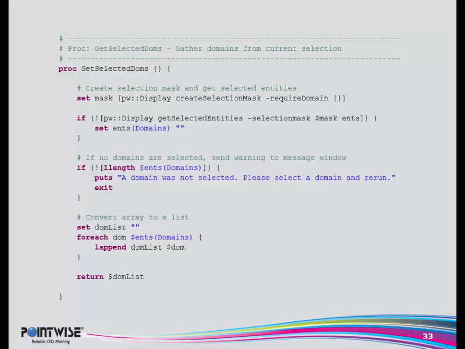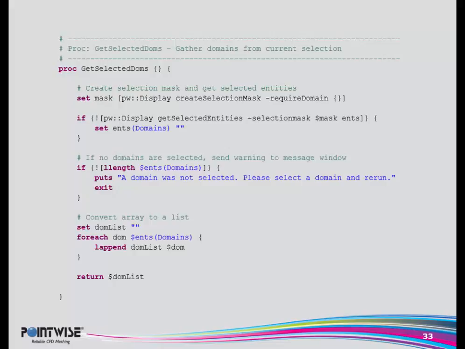So the first proc is get selected domains. You notice that when I ran the script, the first thing I did is I picked all my baffle domains. Then I ran the script. This procedure basically returns those domains that the user had picked. So it's going through and creating a selection mask, much like you would pick the domain mask in Pointwise. I'm saying set mask, and I'm using the pw::Display type to do so. I'm then saying, if there are no domains, it'll return this message and then exit the script. So some very, very basic error checking.